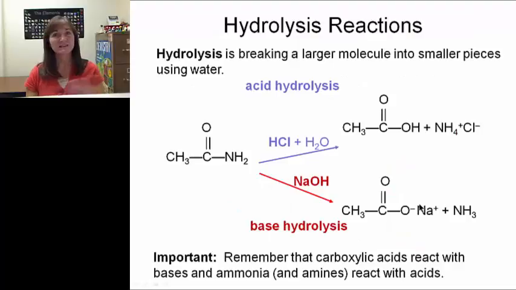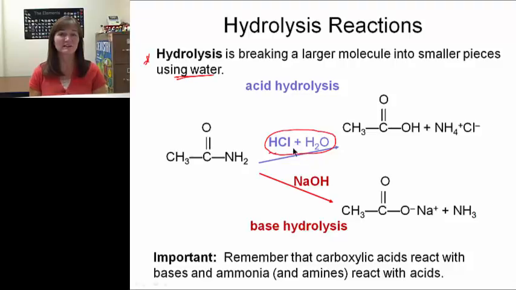And like esters, where you had to memorize that esters went through two reactions, acid hydrolysis and base hydrolysis, amides are going to do the same thing. They're going to go through an acid hydrolysis and a base hydrolysis. So once again, I mentioned this before, but hydrolysis is the breaking apart of large molecules into smaller pieces using water. Okay.